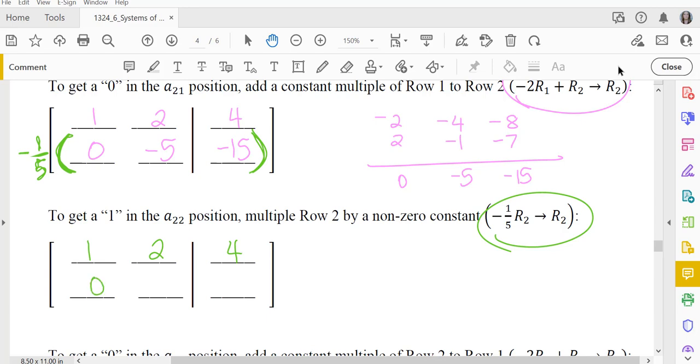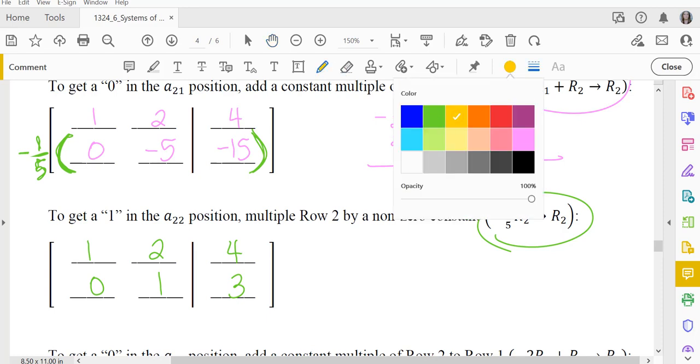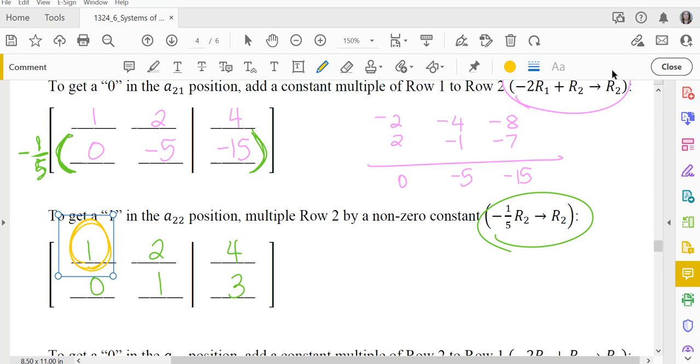-1/5 times 0, -1/5 times -5, -1/5 times -15. All right, let's recap. I got a 1 here, then a 0 here, then a 1 here. My last step, I've got to turn that into a 0.